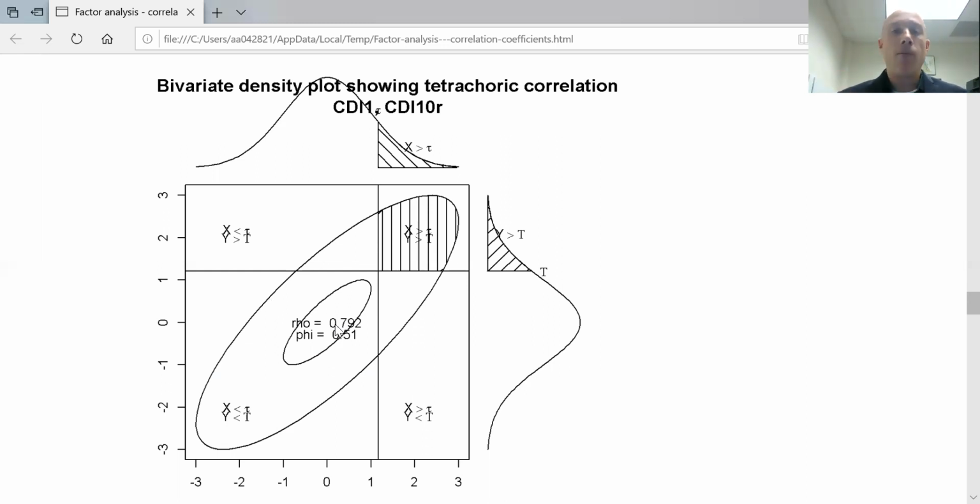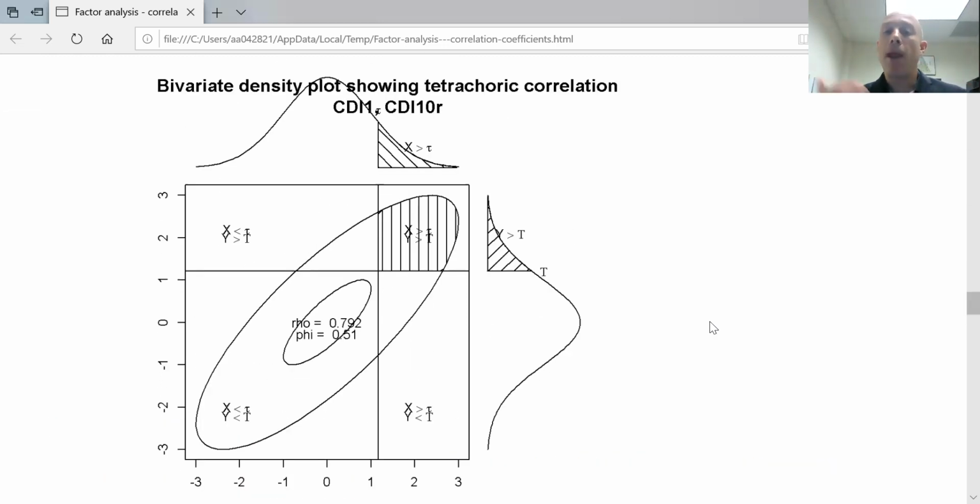Now, if rho is big and positive, then it's going to be very, very narrow, and it'll be going in a positive slope direction. So here, the wider this part is, the smaller rho is. The smaller this is, the bigger rho is. Okay? And if it was a negative correlation, the ellipse would be pointed this way. So this gives me an idea of what's going on.